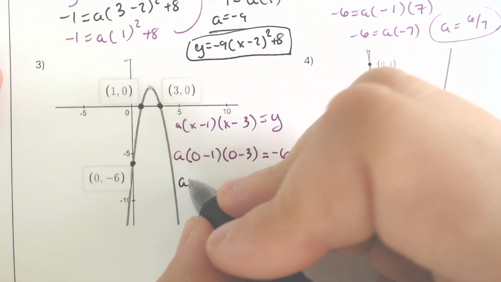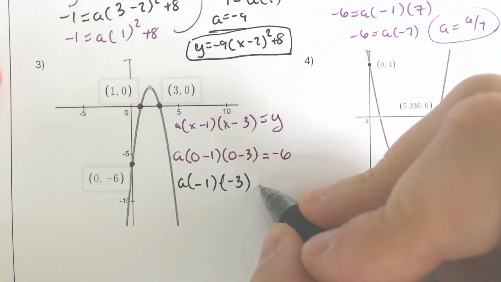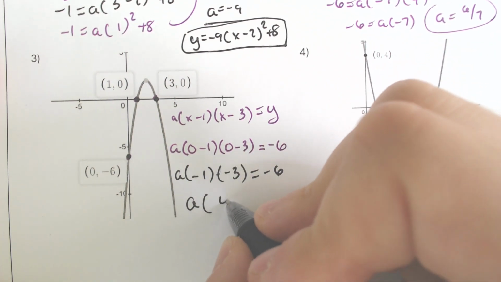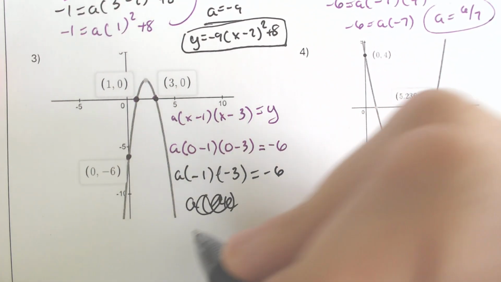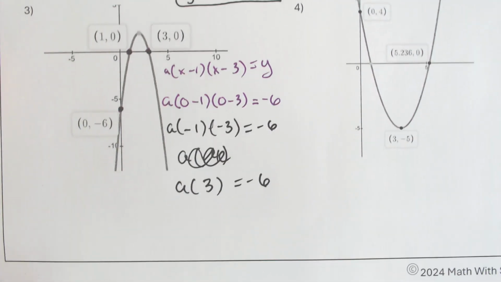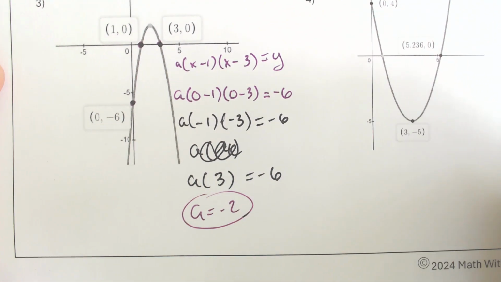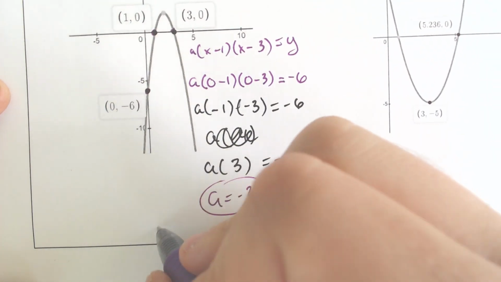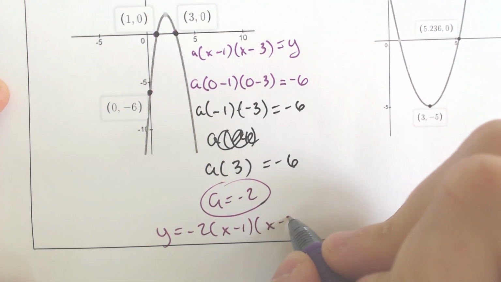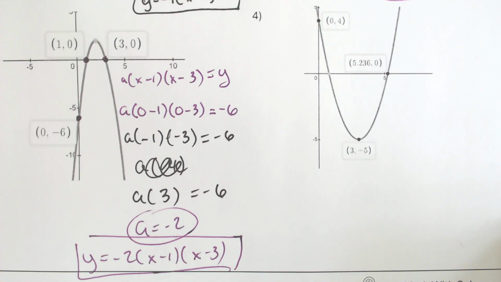Solve for a: we have 0 minus 1, negative 1, 0 minus 3, negative 3, and that would equal negative 6. You get a positive 3 equals negative 6, a times positive 3. Divide, and you get a equals negative 2. Plug in the a. Don't forget to plug in the a. Negative 2. Change the signs of both of your x-intercepts. Get your answer. All right.